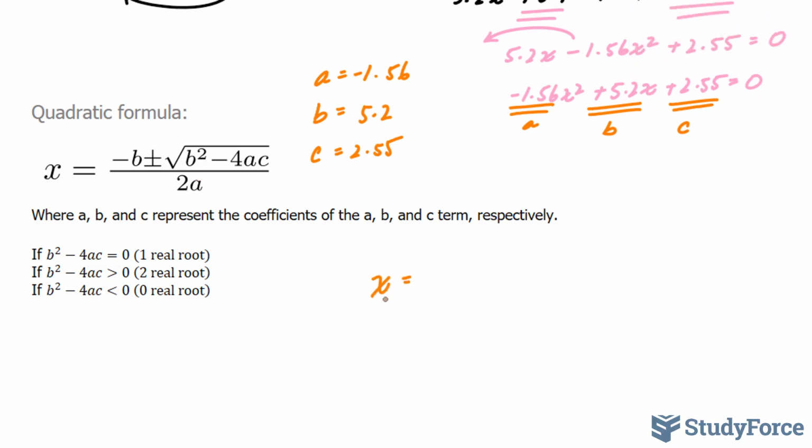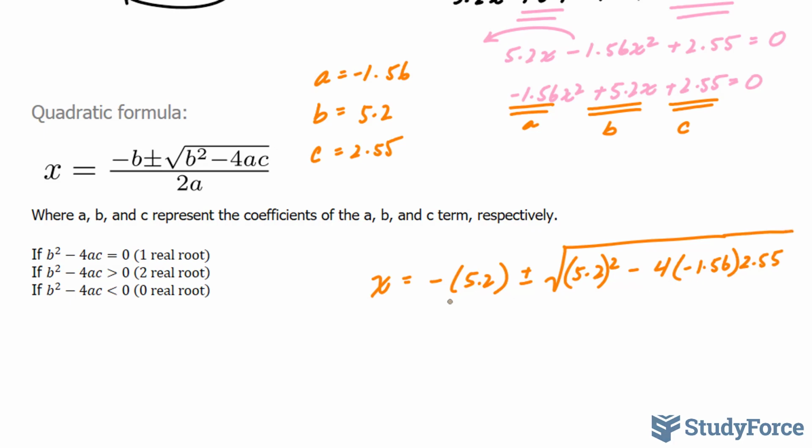So we have x is equal to negative, and our b is positive, 5.2 plus minus the square root of b squared, 5.2 squared. And it's always nice to substitute your numbers in brackets. Minus 4 bracket negative 1.56 times c, 2.55. All over 2 times negative 1.56.